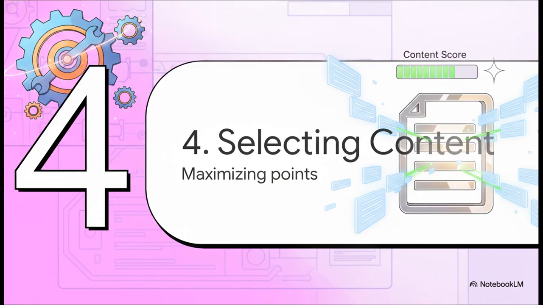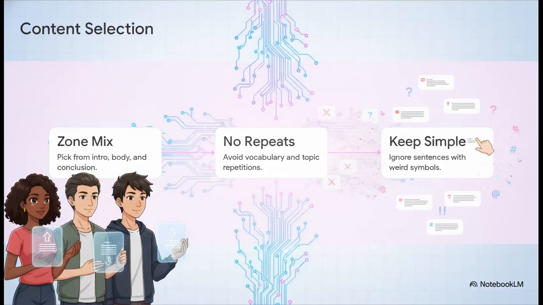All right, section 4, selecting the right content. So we've got our tools and we have our templates. The next logical question is, how do we actually pick the sentences to plug into these trusty templates to maximize that content score? It basically boils down to an objective 3-step process.